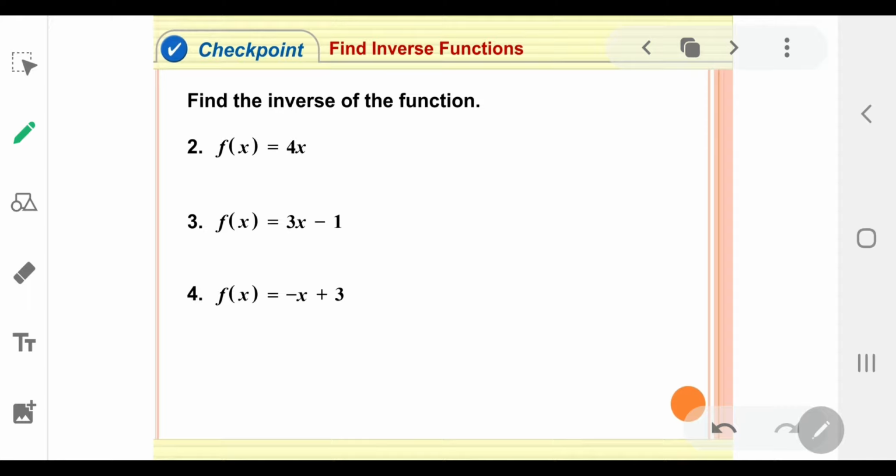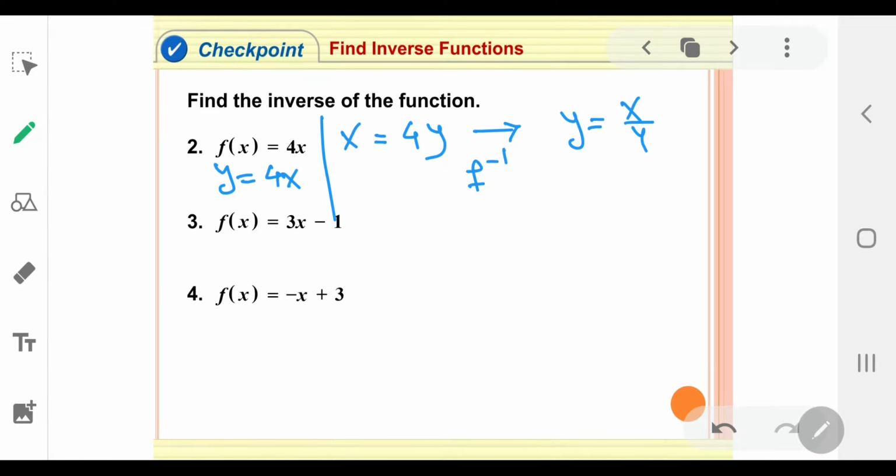Okay, number 2. I will start by rewriting, instead of f, it will be y. And then I will interchange x and y. So it will be x is equal to 4y. Then solve it for y. So y is equal to x over 4, which is quarter x. As a last step, use the inverse of function notation.